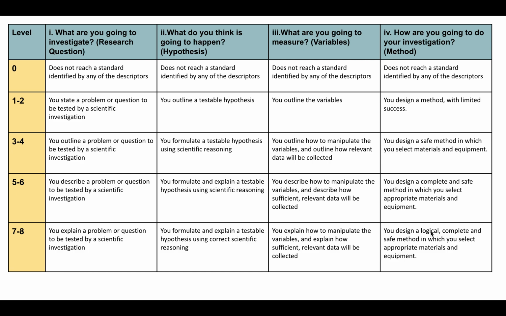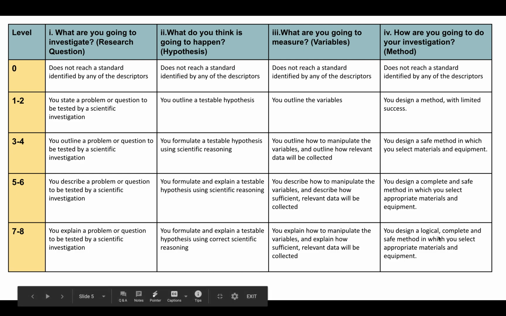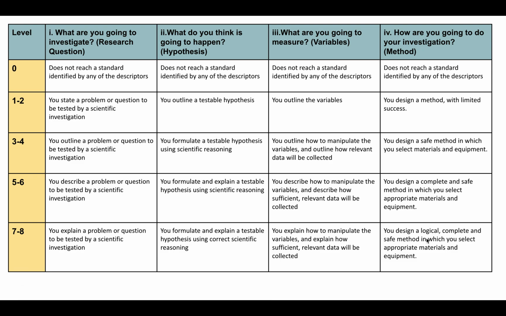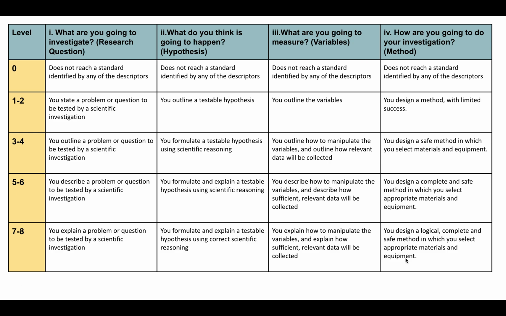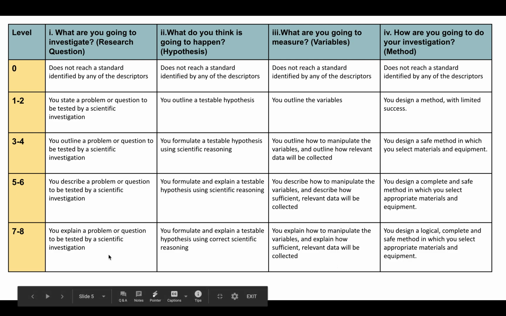Okay, so this one is a little bit different to the marking grid above because it says logical. Often with students, when we're marking this, you've often given us a safe method, but sometimes it's not fully complete, you've missed out some steps, and sometimes they're in the wrong order. So we often can't give you that last part for the 7-8 here. It also says you select appropriate materials and equipment. So these are the four different things that we're going to be looking at throughout this little video.